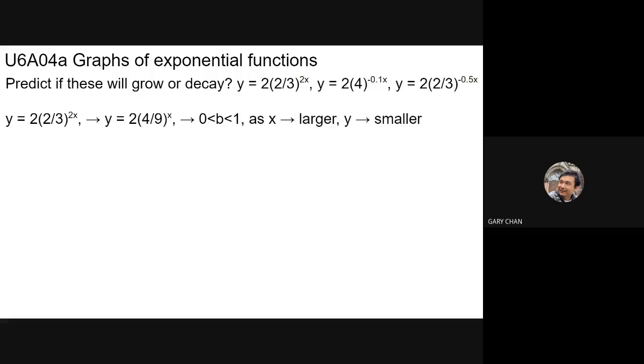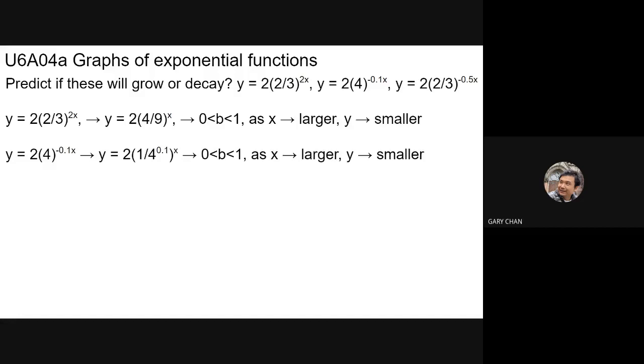Let's try to predict what will happen for these three. We're upping the ante a little bit here, right? The questions are getting a little more advanced, a little more challenging, but we're going to make very similar analysis. So here in this case, 2 times (2/3) to the 2x. This is the same thing as 2 times (4/9) to the x, right? And 4/9 is between 0 and 1. This is going to be decay. Next, 2 times 4 to the negative 0.1x. This is going to be the same thing as 2 times (1 over 4 to the 0.1) to the x. 1 over 4 to the 0.1 is going to be below 1, but greater than 0. This is again going to be decay.